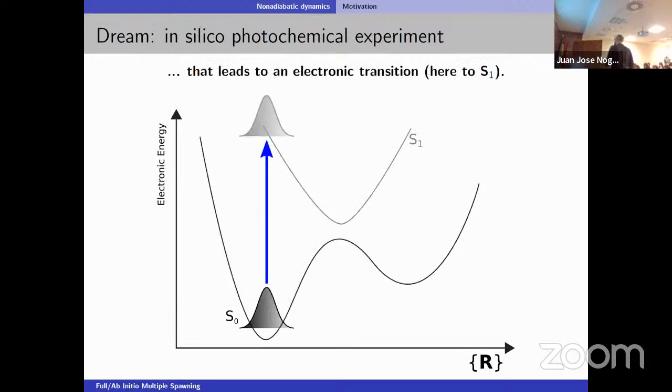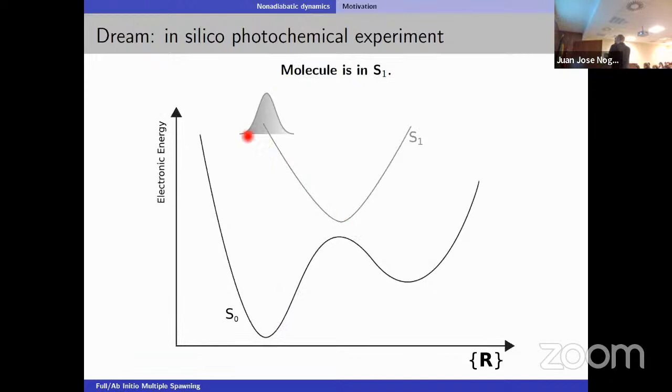Then this molecule, when it is in this state, is no more in an eigenstate. It's no more in a stationary state. What was a stationary state in the ground state should now be defined as a nuclear wave packet. A wave packet is no more a stationary state and is something that is out of equilibrium and has a certain associated dynamics. In this particular case, this wave packet will relax and can reach this region that we defined before as being places where you have a breakdown of the Born-Oppenheimer approximation.